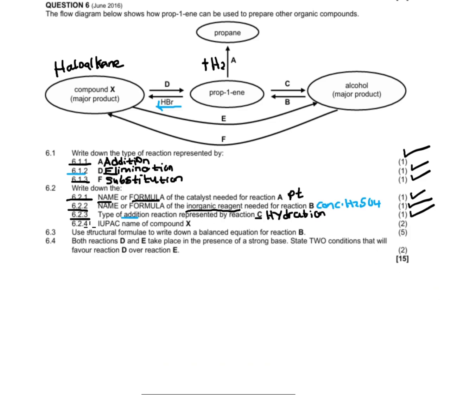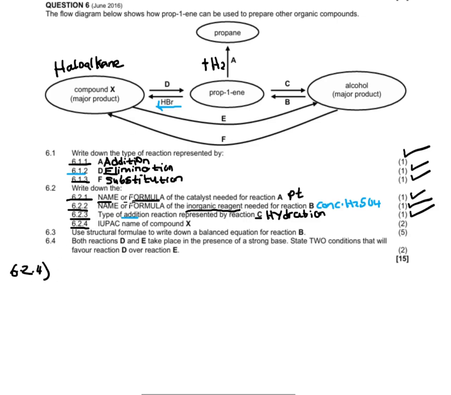All right, now they want the IUPAC name for compound X. That is question 6.2.4, the IUPAC name for compound X. Now let's go to compound X. It's a haloalkane. But how did we form that haloalkane? We added the hydrogen bromide. We're moving from an alkene, and we added the hydrogen bromide to form that haloalkane. So to get that IUPAC name, let's write the reaction itself.